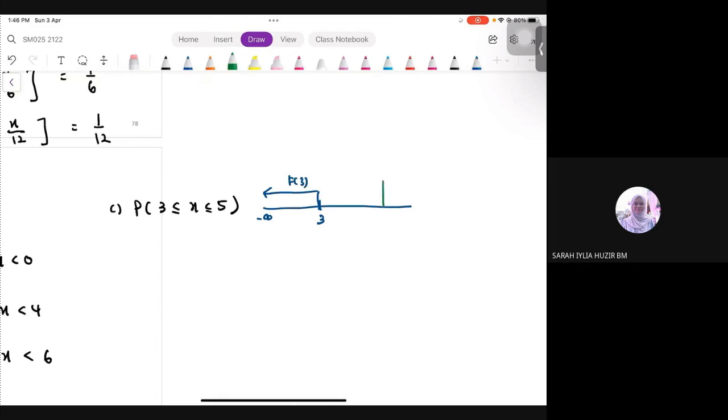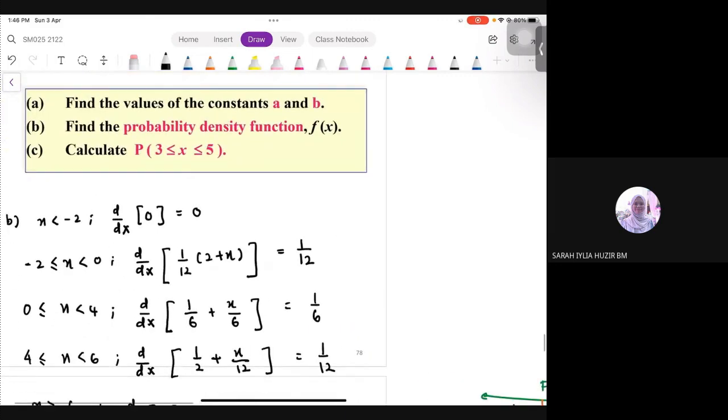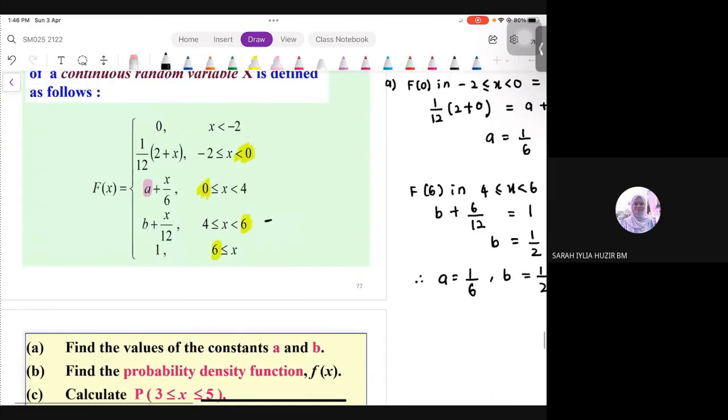F5 means we want to find from negative infinity up to 5. But in order to find from 3 up to 5 itself, so we have to adjust this. This must be F5 minus F3. So 5 substitute into the function. Check back what is function for 5. 5 lies here. And then 3 lies on the third function. So careful. Substitute straight away, one by one.